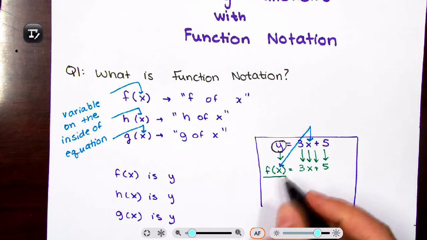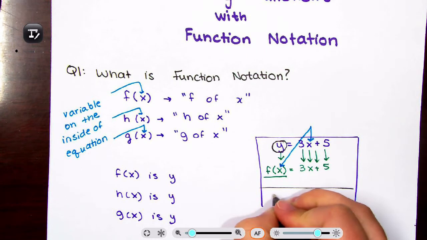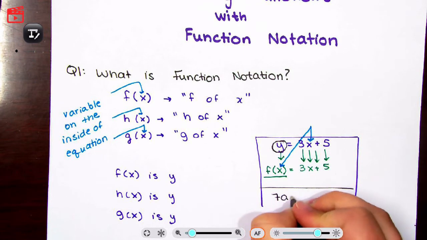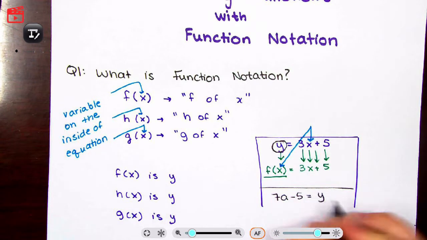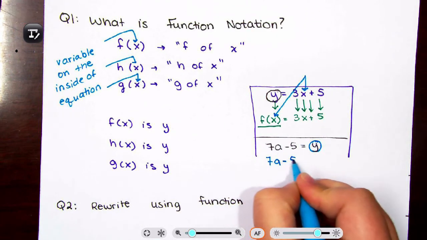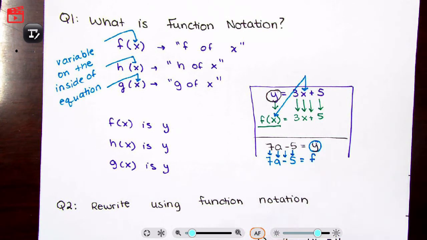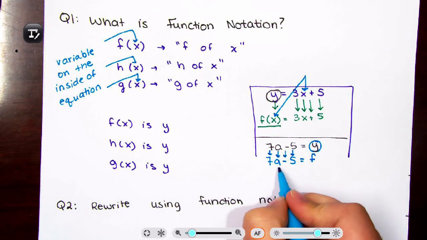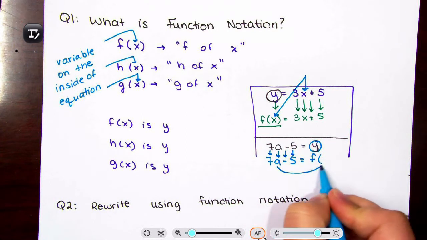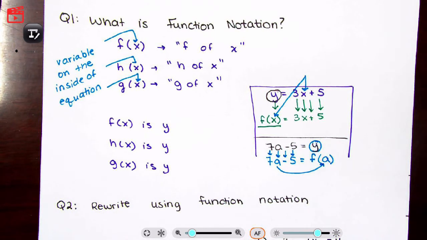So for example, let's rewrite this in terms of function notation. Let's say we have 7a minus 5 is equal to y. y is going to be removed. So I'm going to have 7a minus 5. Again, everything stays the same. And now we're going to say f, or you can say g or h. But because our variable, our letter, is a, instead of writing f of x, now we write f of a.